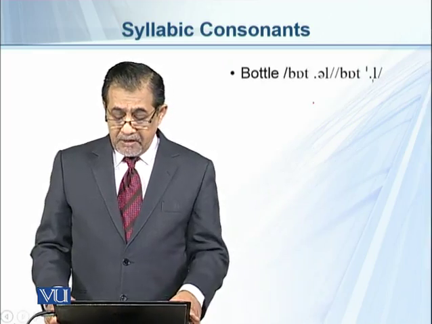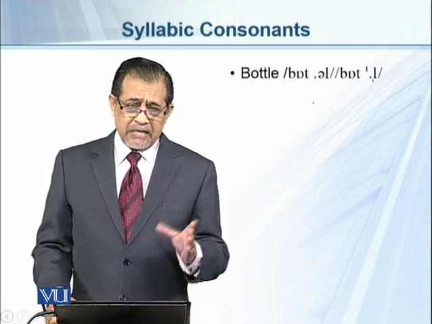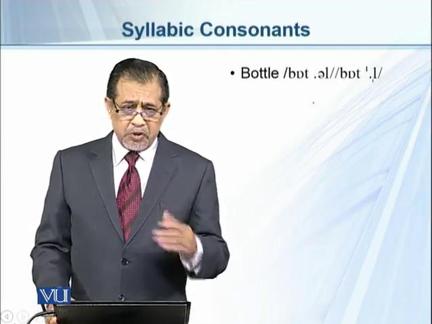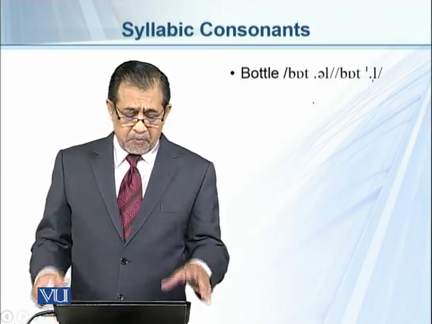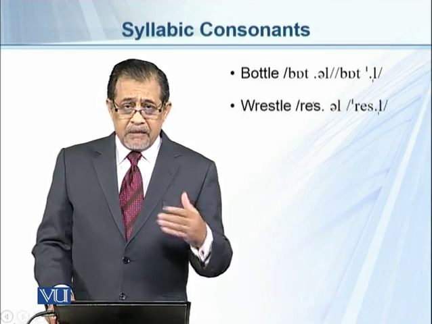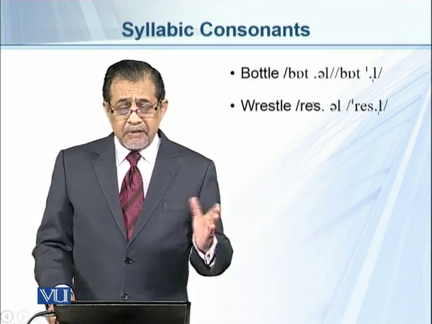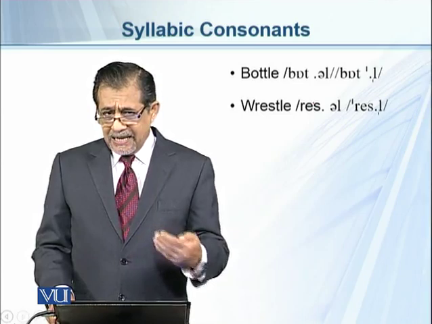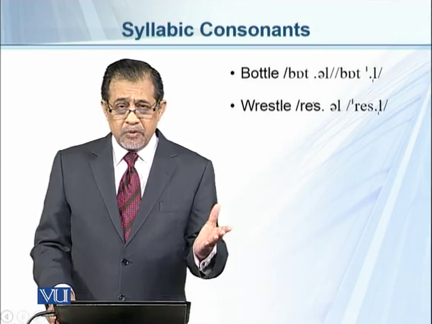For example, we have bottle. If you look at the last sound of the preceding syllable, this is an alveolar sound. Generally, in the presence of an alveolar sound, this process takes place. Similarly, we have another word, wrestle. Here we have a fricative sound, the s sound. Even then, this syllabification is possible. We have elided the schwa sound and made it from wrestle to wrestle.